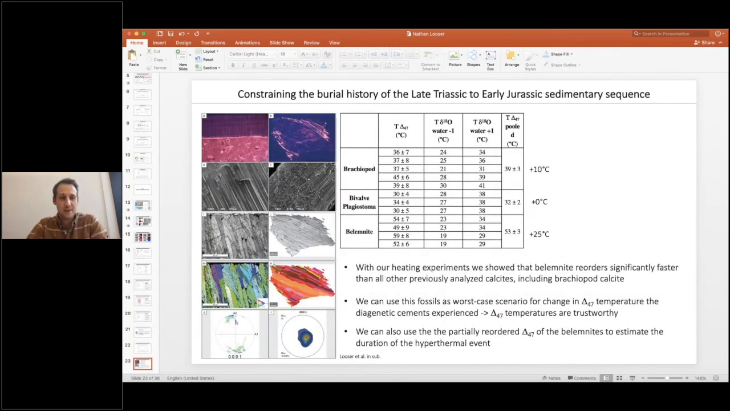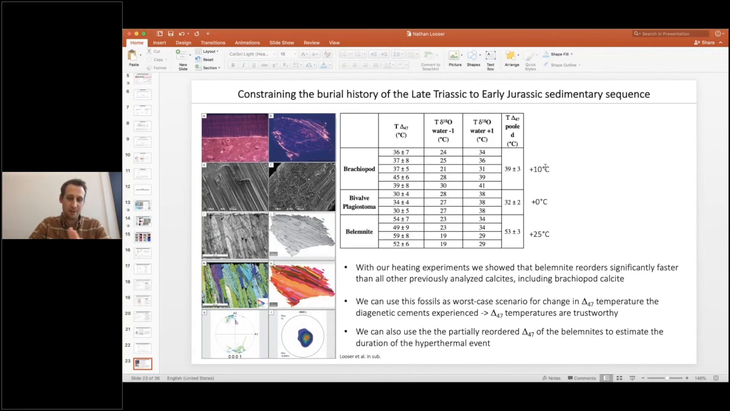Okay, so here, back to the Begingen member. Besides the diagenetic carbonates, we also measured fossils. And we measured a bivalve, Plagiostoma it's called. We measured belemnites and brachiopods. What we derive is clumped isotope temperatures of, pooled together, 39 degrees for brachiopods, only 32 degrees for the Plagiostoma, and above 50 degrees for belemnites.